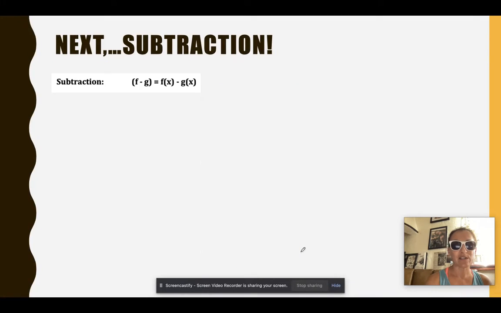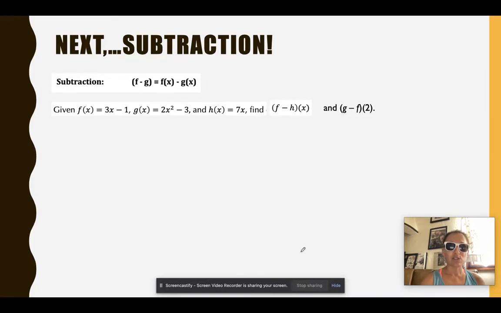Next, let's move on to subtraction. Subtraction, same thing. If it says f minus g, and we're going to do two examples here, you're going to do the f function minus the g function. Let's first start off with this one. We're going to do f minus h. So remember, that means we're going to take the f function and subtract from it the h function just the way that it is.